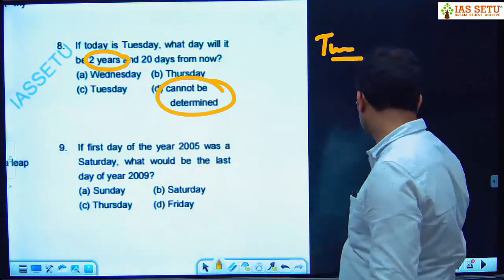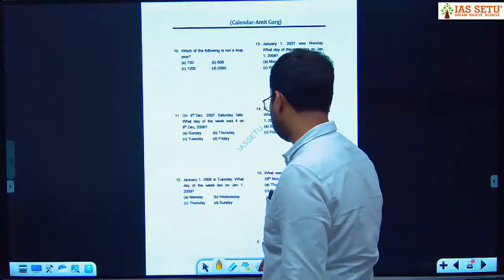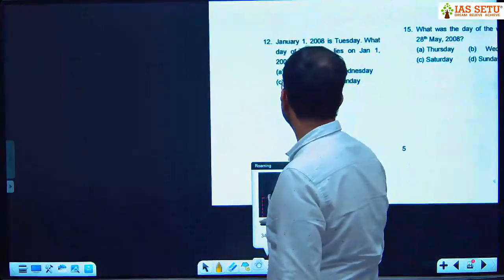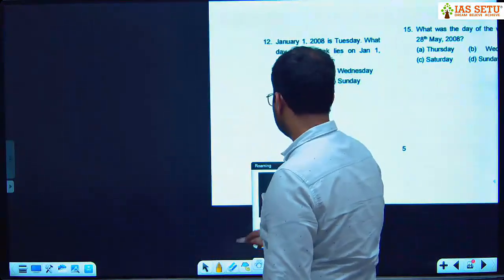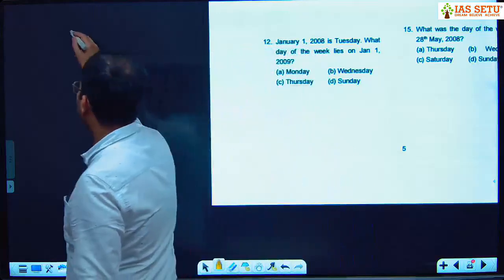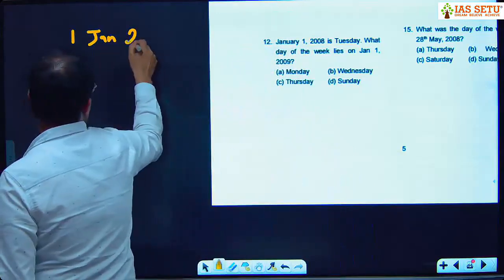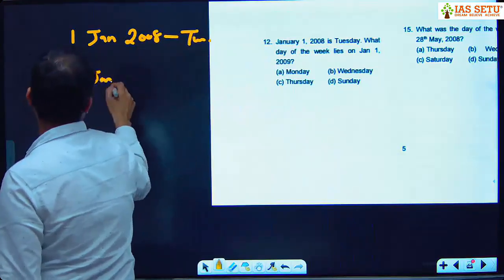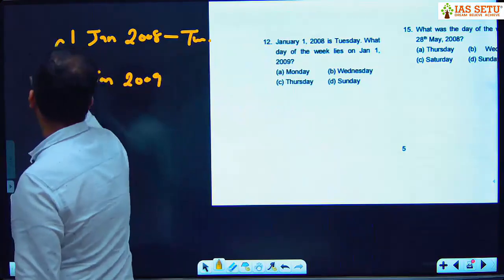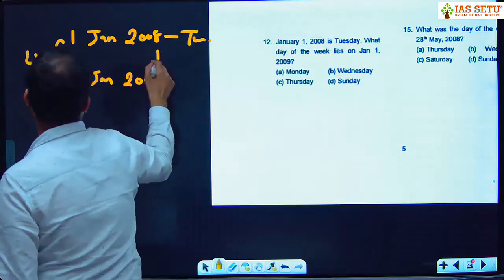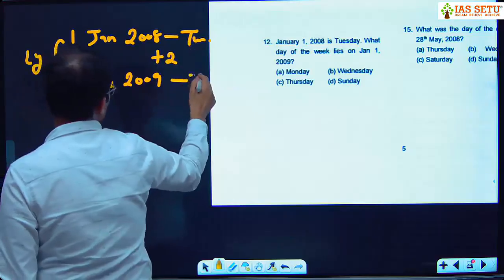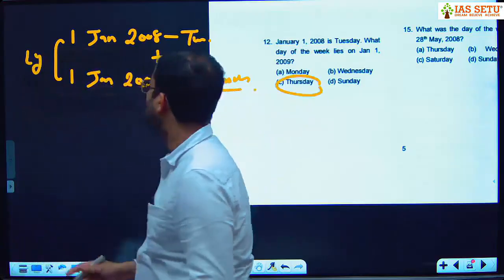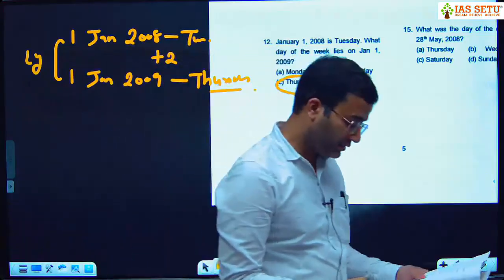Next question number 12. I don't know who asked this question. If January 1, 2008 is Tuesday, what day of the week will January 1, 2009 be? 2008 is a leap year, so it gives 2 odd days. Tuesday plus 2. The answer is Thursday.